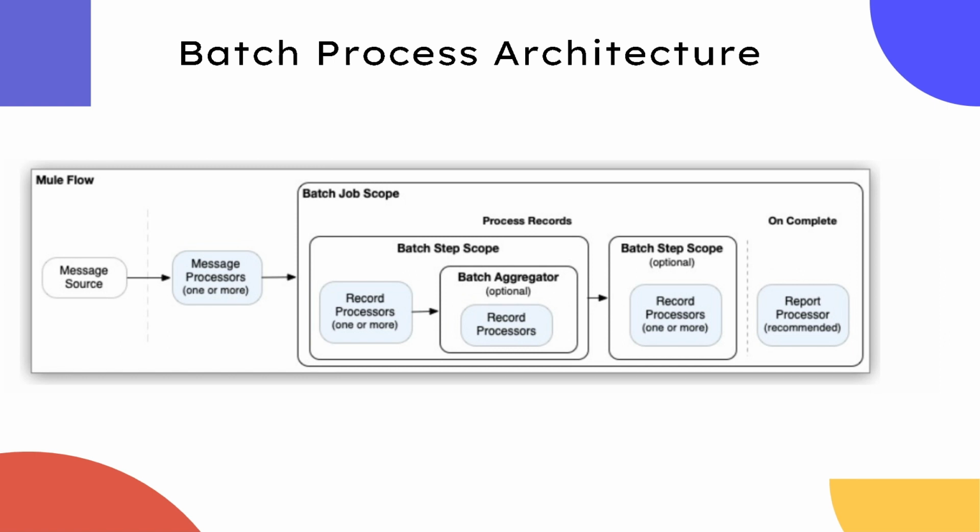So guys, as we discussed earlier, in the batch job scope, the batch job basically splits the input data and transfers it to the persistent queue. And once it transfers to the persistent queue, it will be received by the batch step for processing, and then it will process those records, and in the on-complete phase you will get the summary of records, how many records have been processed, how many have failed. So let me show you one diagram where you can clearly understand what I'm saying.